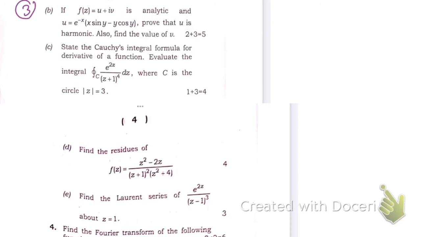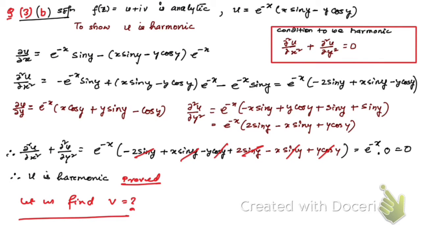So now let us solve question number 3b. Here you see this function f of z, u plus iv, is analytic, and u is equal to this one. We need to prove that u is harmonic, and also we need to find the value of v. So let me go to the solution part. Here you see this is the solution, and it is given that this is analytic, and we need to show that u is harmonic, and to be harmonic u must satisfy this condition: the second order partial derivative of u with respect to x plus the second order partial derivative of u with respect to y must be equal to 0. And the value of u is given here.